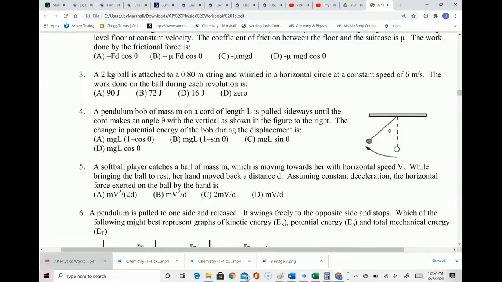Okay, a 2 kilogram ball is attached to a 0.8 meter string and whirled in a horizontal circle at a constant speed of 6 meters per second. The work done on the ball during each revolution. Okay, here's where your memory of what work is done on an object in circular motion comes in. What's the direction of the force in circular motion? Towards the center of the circle. What's the direction of the velocity? Out. Straight line, right?